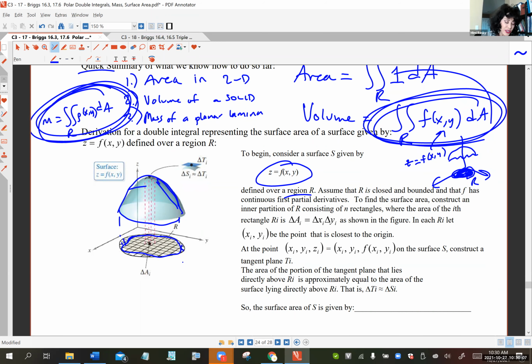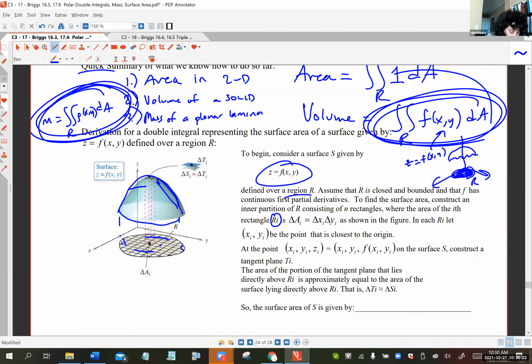Now, to find the surface area, here's what we're going to do. We're going to construct an inner partition, a bunch of little rectangles on the region, little itty bitty rectangles. And then look at one little rectangle, call it rectangle R sub I, and figure out the area of one of those rectangles. That's easy to do because we all know how to find the area of a rectangle. It's just length times width.